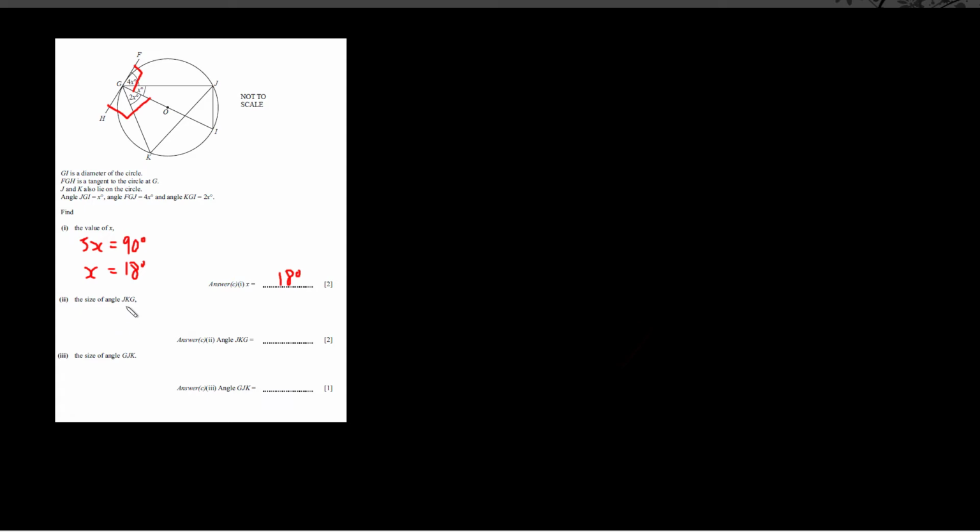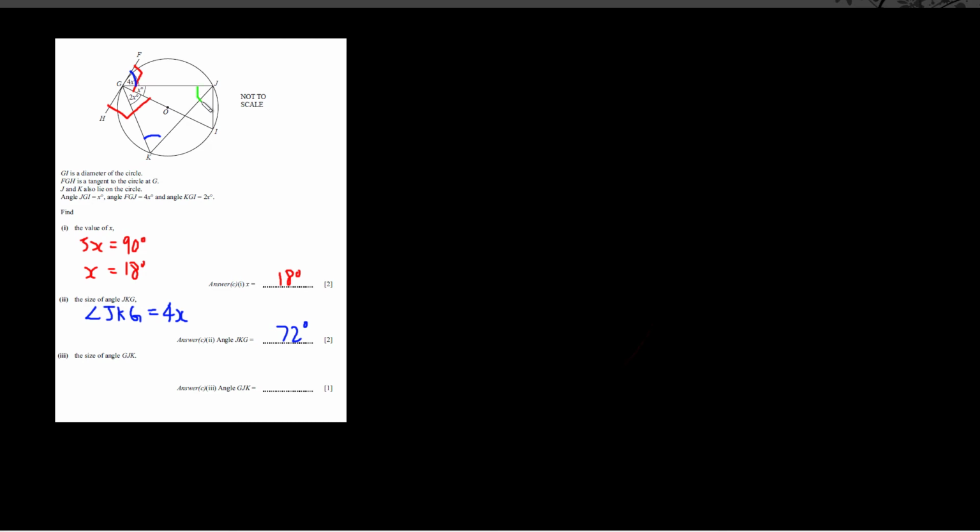Next question, the size of angle JKG. J, K and G, we're looking for this angle over here. Now remember about your alternate segment rule. It says that this angle and this angle are supposed to be the same, because look, this is the triangle that is forming using your segment rule. So angle JKG is equal to 4x. 4x is 72 degrees.